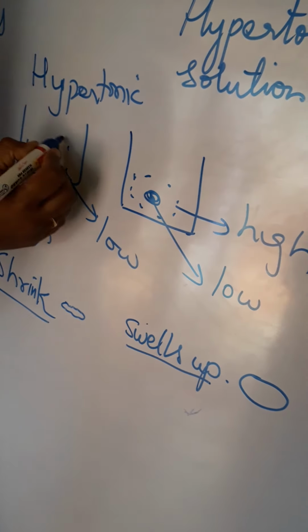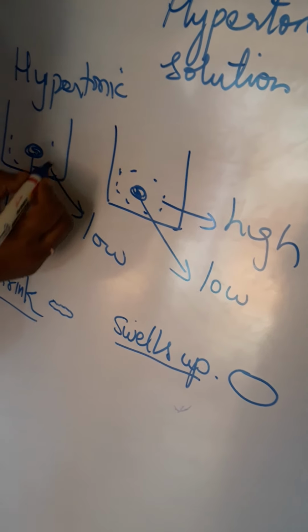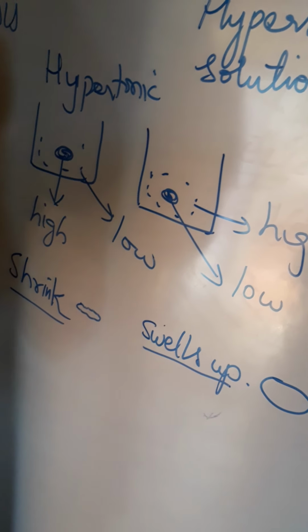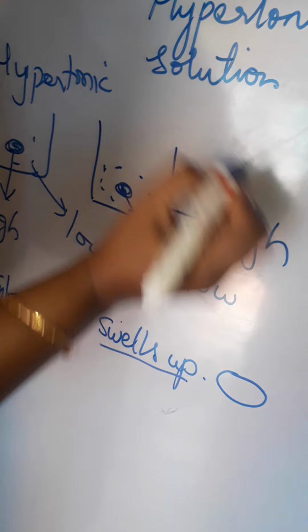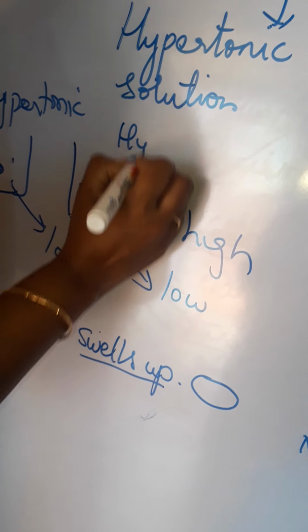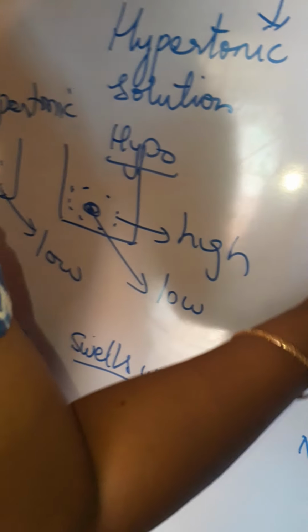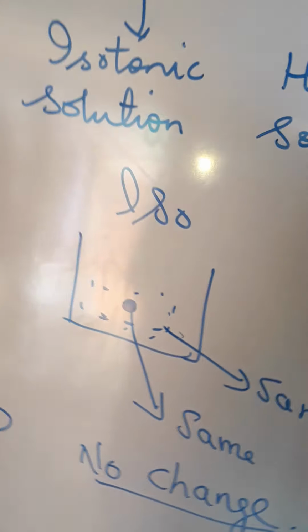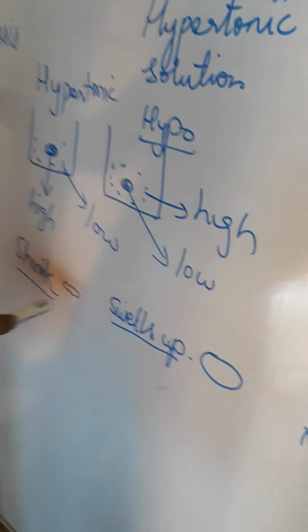Hypertonic solution means the concentration surrounding the cell is lower and the cell is having high concentration. This is hypotonic solution and this is isotonic solution. So now you have seen what happens to the cell when it is kept in hypertonic solution, hypotonic solution and isotonic solution. Three different types of solutions you have seen.